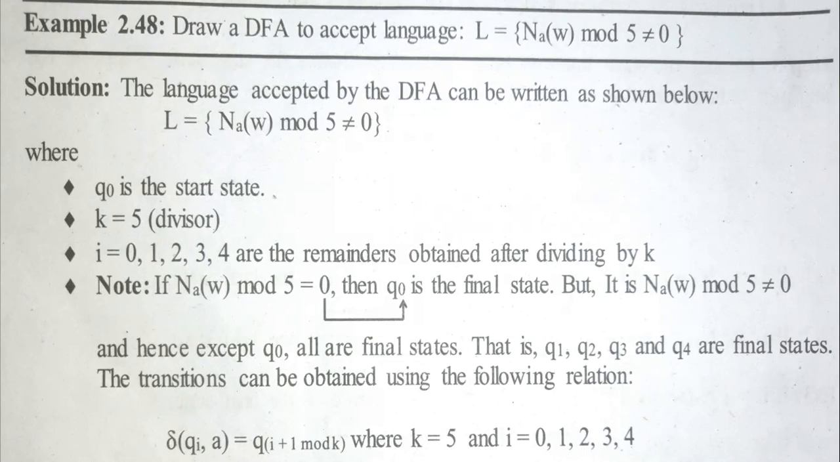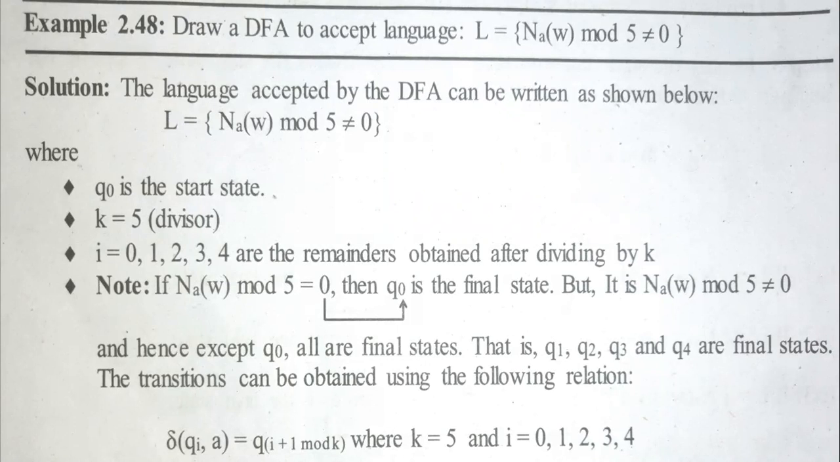Okay, mod 5 not equal to 0. From this question, three things we can identify. What are those? The k value we can identify, right? And the possible remainders we can identify, or else the number of states. Apart from that, which are the final states? That we can also identify.